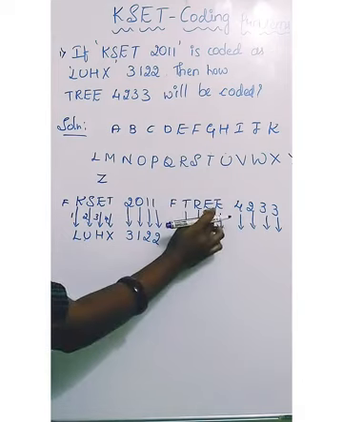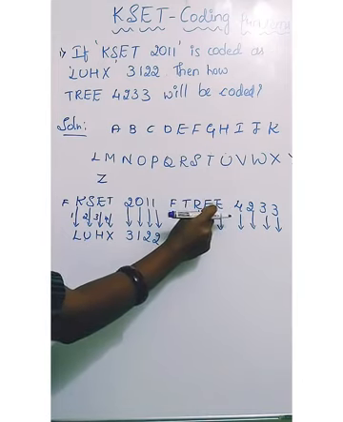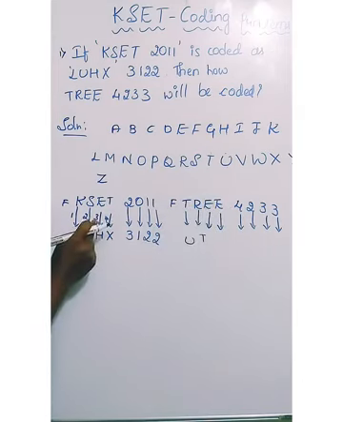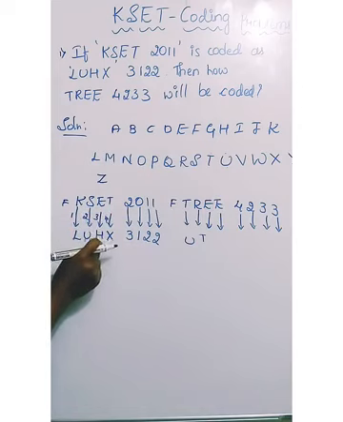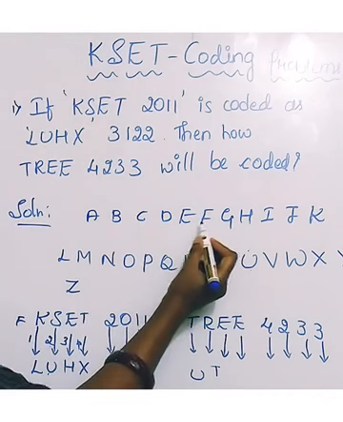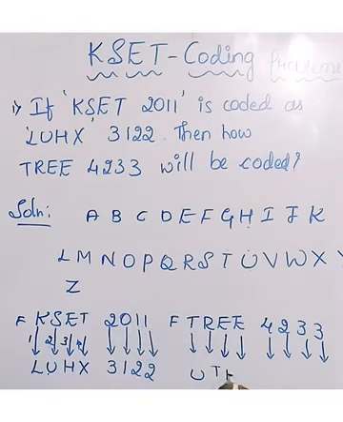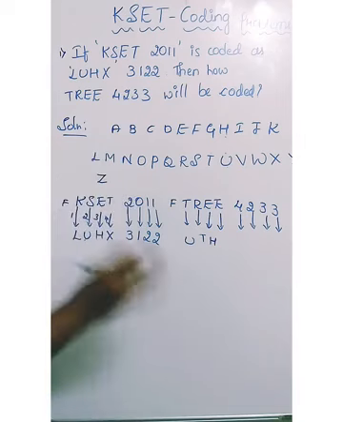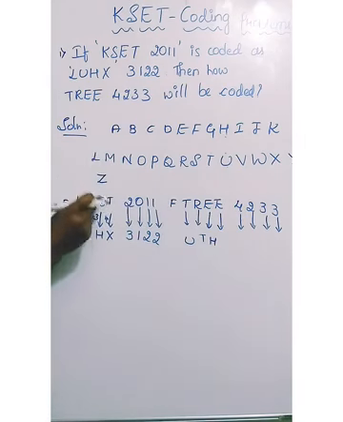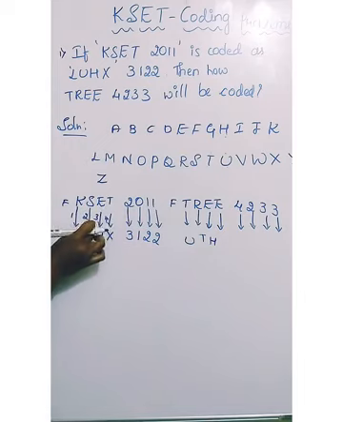Okay. For E here, how many letters after E do we get H? 3, right? After E, 1, 2, 3. We should take H. Here we should know particularly that for E only we are taking 3. After 3 steps of coding we are getting H.